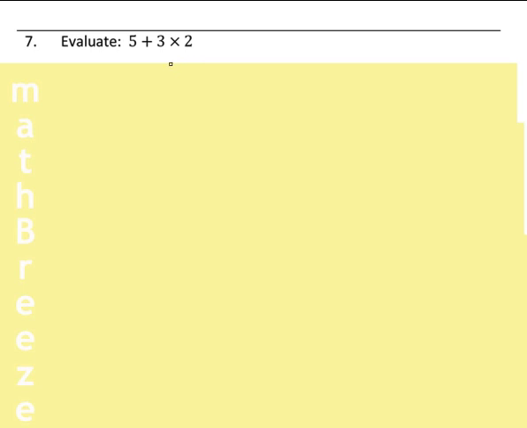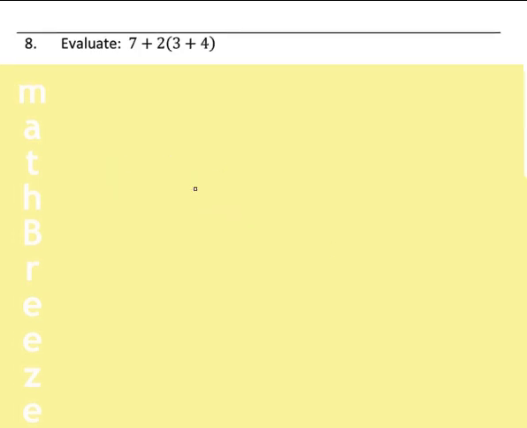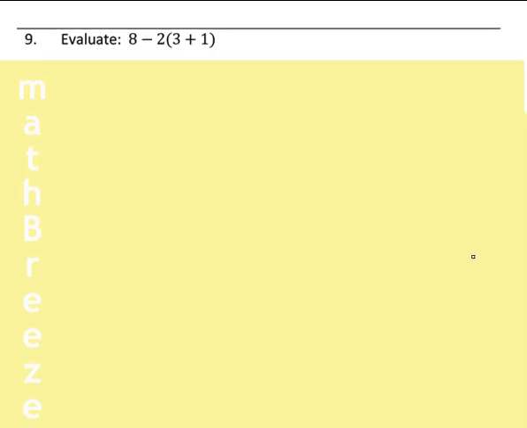In number 7, we have an addition and we have a multiplication. According to order of operations, we do the multiplication first. So that would be 5 plus 3 times 2, that's 6, which is equal to 11. Number 8, first we'll do what's inside parentheses. So we have 7 plus 2 times 3 plus 4 is 7. Next we do multiplication before addition. So that's equal to 7 plus 14. And finally we get 21.